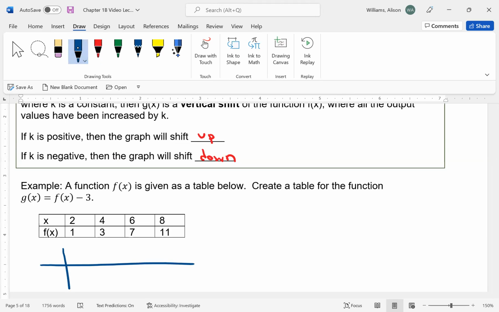And thankfully, this is pretty straightforward. It will get a little bit more complicated, but we'll tackle that when we get there. So all of the inputs stay the same, but all of the outputs are going to be down 3. So they're going to be minus 3. So 1 minus 3 is going to come out to negative 2. That's going to come out to 0. 7 minus 3 is 4, and 11 minus 3 is 8. So those are the values that g of x would take on with those same inputs.